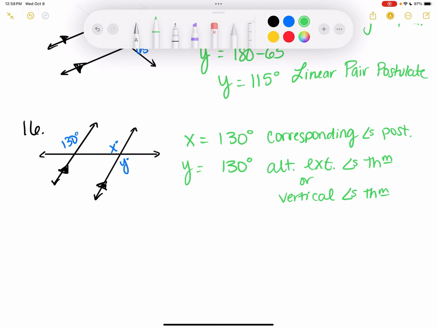And like she said, if you hadn't already found X, then you could just say by the alternate exterior angles theorem. If you had found X, then you could obviously say by the vertical angles theorem. So either of those would be fine.